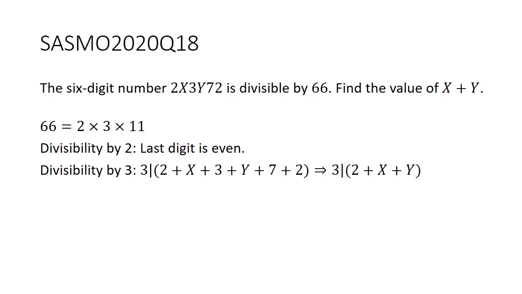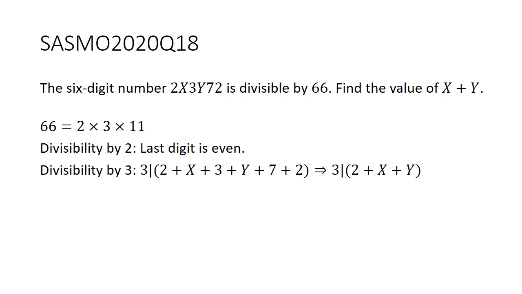The divisibility test for 3 states that the digital sum, which is the sum of the individual numbers 2 plus x plus 3 plus y plus 7 plus 2 is a multiple of 3. So we need to note that for it to be divisible by 3, 2 plus x plus y must be divisible by 3. We'll park this one side first.